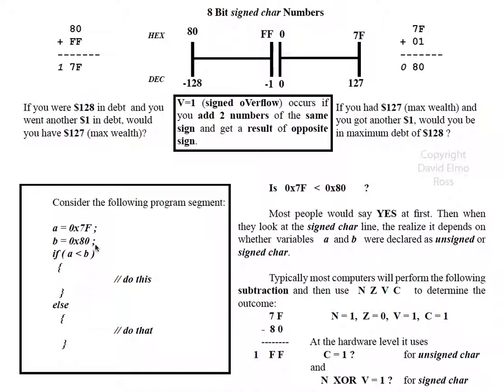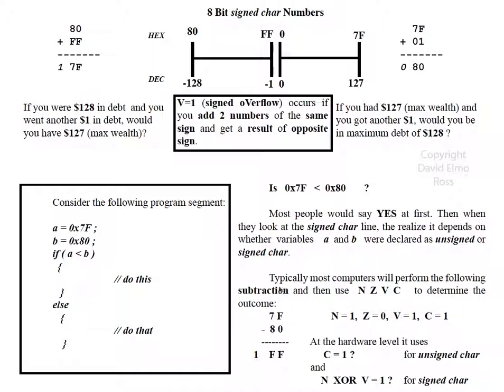If it's comparing two numbers like 7f and 80, it does a subtraction. From the subtraction, it sets NZVC. Based on NZVC, it determines whether or not 7f is less than 80 as unsigned using just the C bit, or signed using the N and the V bit.